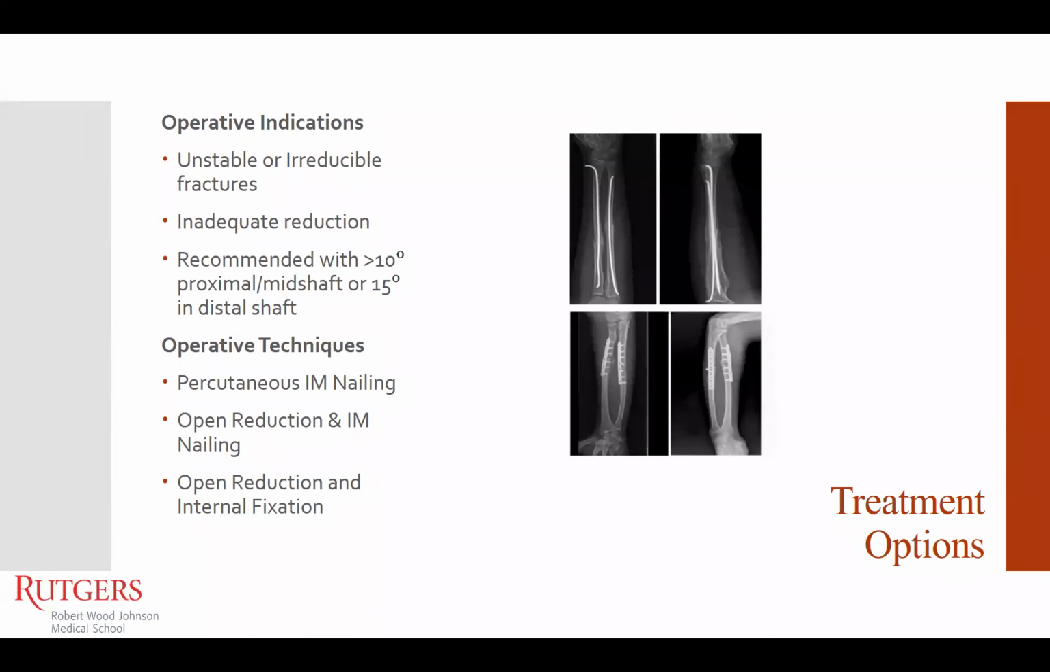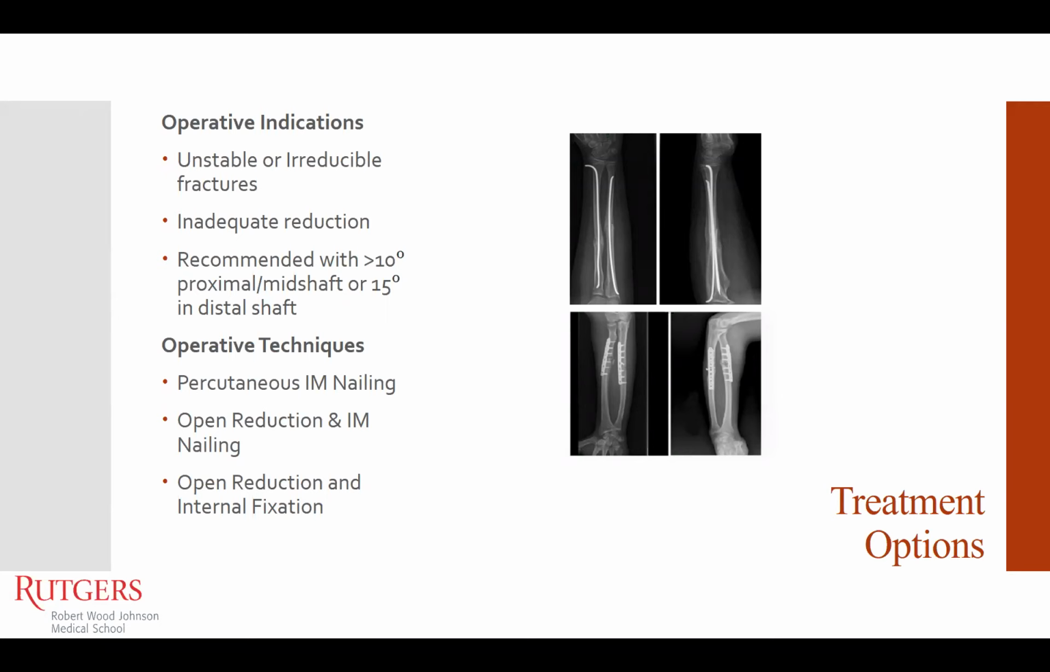So if your non-operative management failed, or there were absolute indications for operative management, those would include unstable or irreducible fractures, an inadequate reduction or failure of reduction, or a reduction that later presented with greater than 10 degrees proximal or mid shaft, or 15 in the distal shaft. Other, more rare causes of operative indications would be neurovascular compromise, open fractures, or pathological fractures.